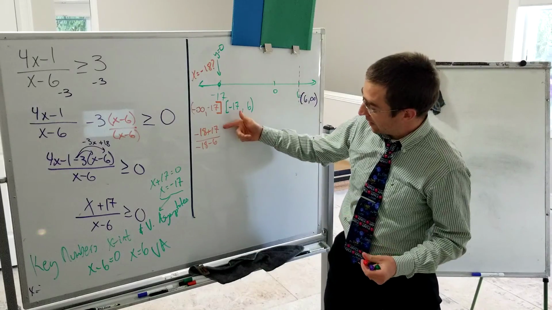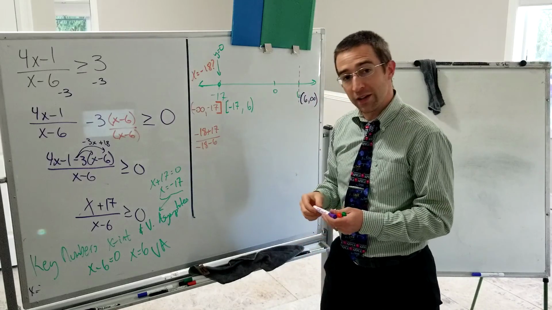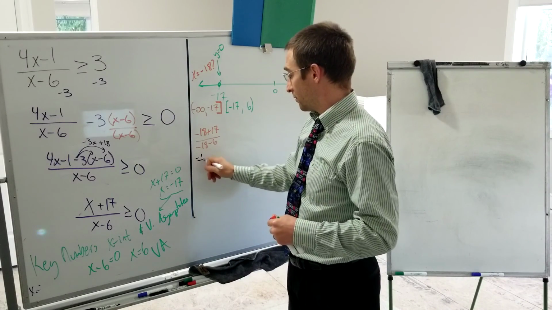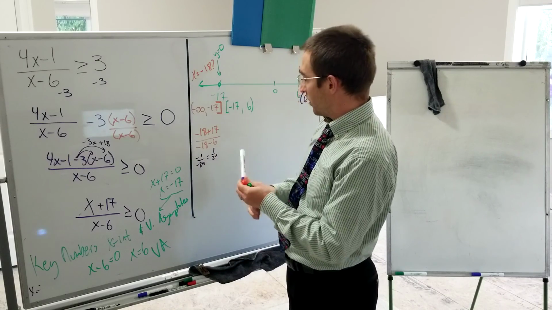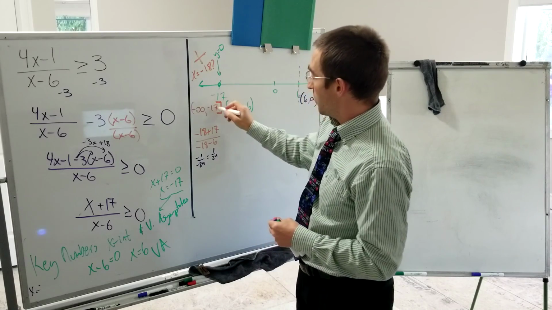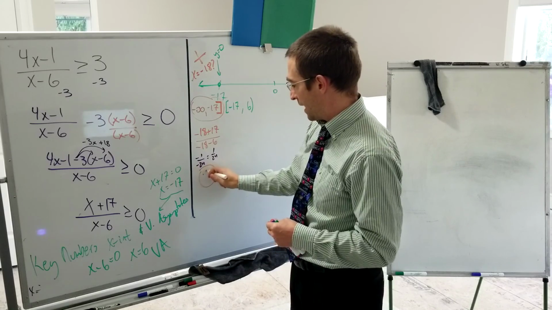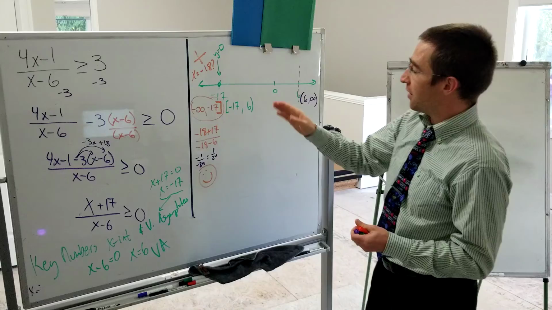Well, that's going to give me a negative 1 on top and a negative 24 on the denominator. So here, negative divided by negative is positive. So this is one of our intervals we want. Now let's check on the other side.